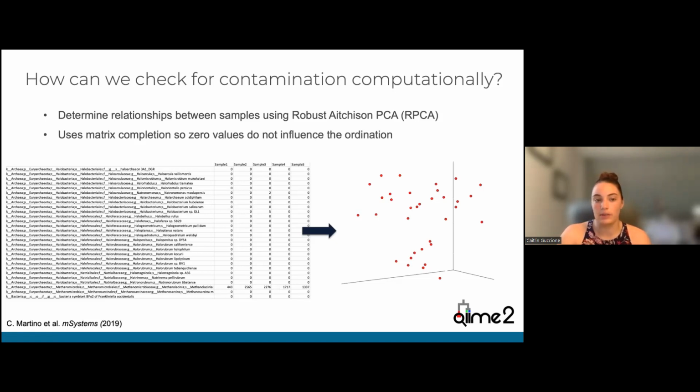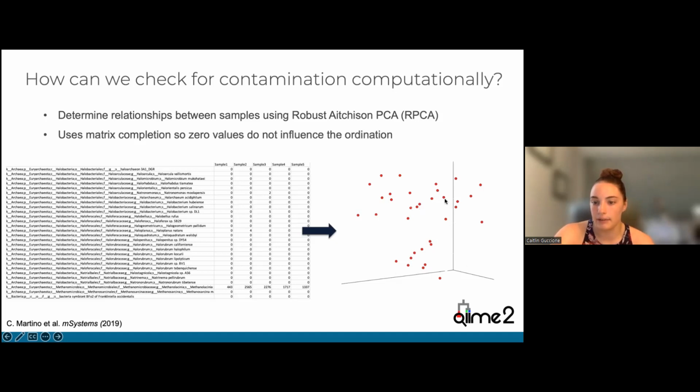In this case, they use matrix completion, so zero values do not influence the actual ordination. This paper does an excellent job of explaining that, and I won't go into all of this today, but basically, this is an entire field of trying to figure out how we accurately determine what's actually across these samples when we have so many zeros and so much inconsistency going on. All that we need to worry about today is that we have our samples and we put them into this plot. This plot is a three-dimensional plot, and each dot represents a sample.